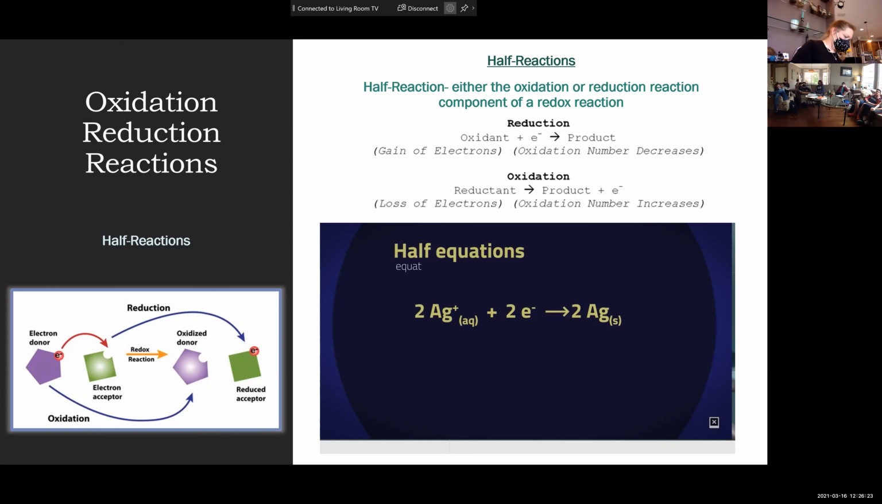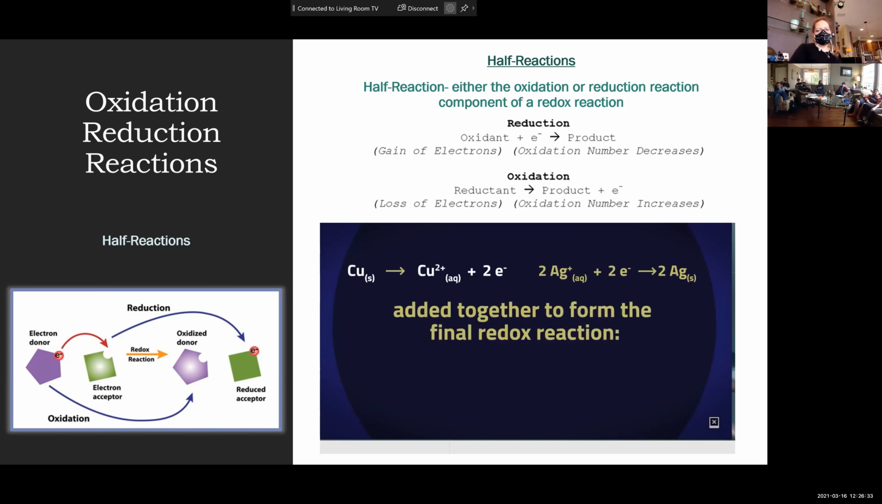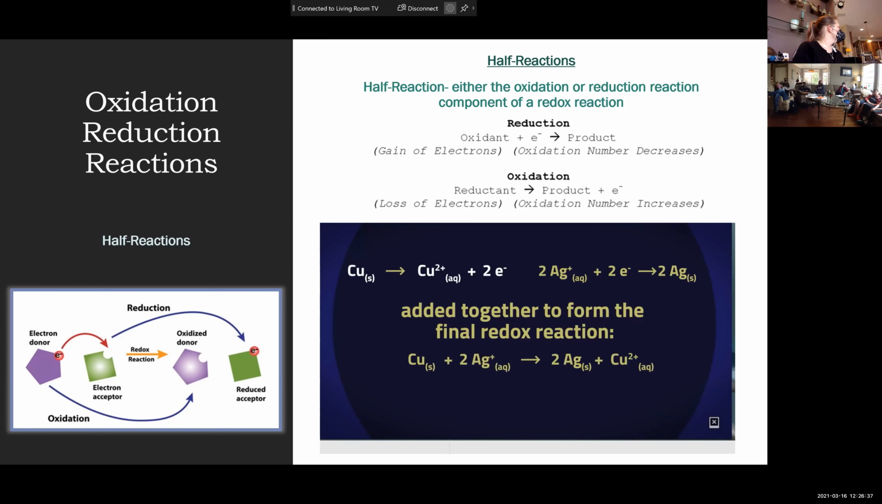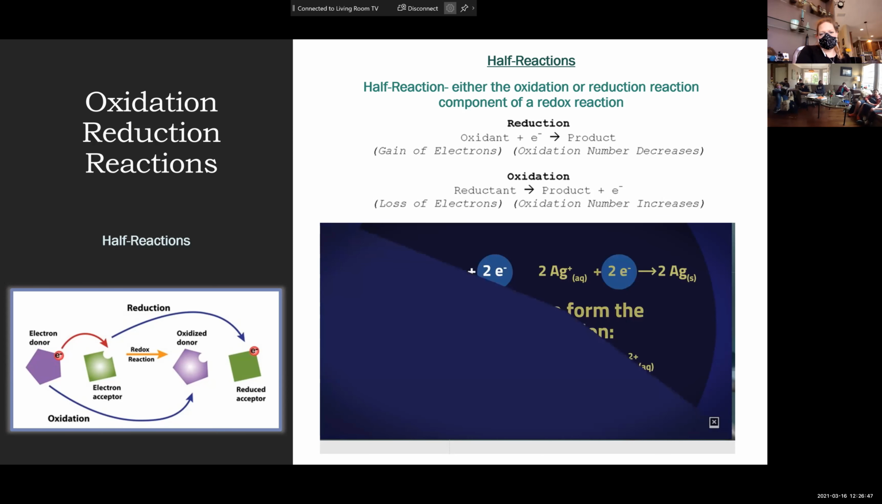They are called half equations because each equation represents half a redox reaction, either the reduction reaction or the oxidation reaction. When the two equations are added together to form the final redox reaction, you can see that everything, including the number of electrons, is balanced. To reform the ionic equation, the electrons are equal on each side and can be removed.